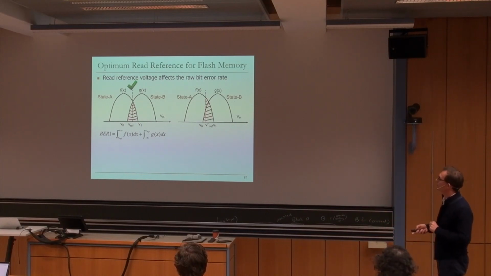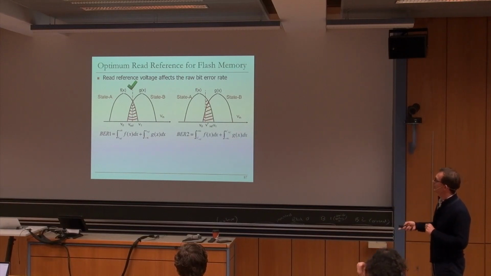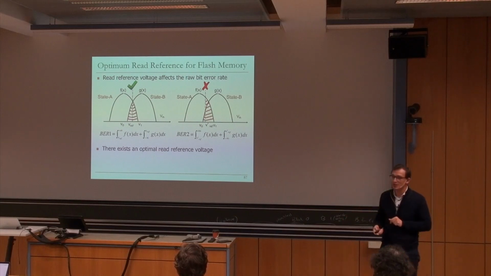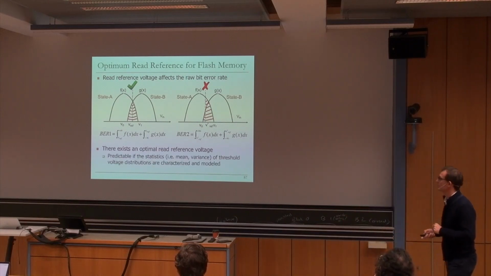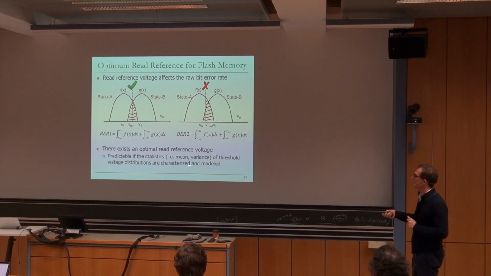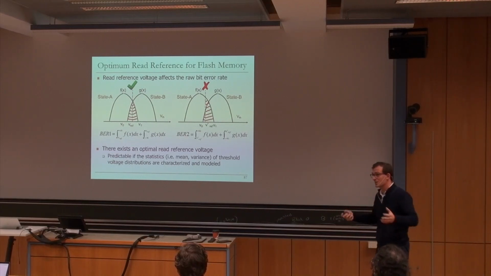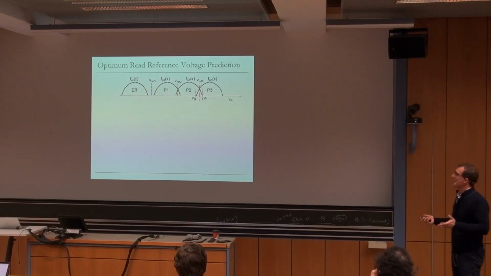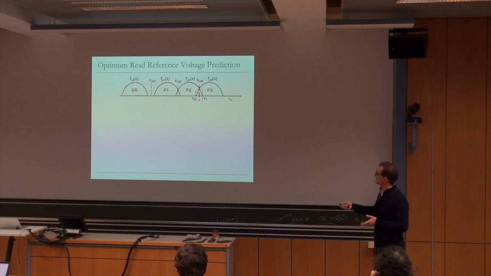If you select the read reference voltage to be like this, it's not good because that's not the minimum bit error rate that you can get. So there exists an optimal read reference voltage based on the distributions. And it's really predictable if the statistics, in other words, the mean and variance of these threshold voltage distributions are characterized and modeled accurately, of course. So the idea is to have optimum read reference voltage prediction.